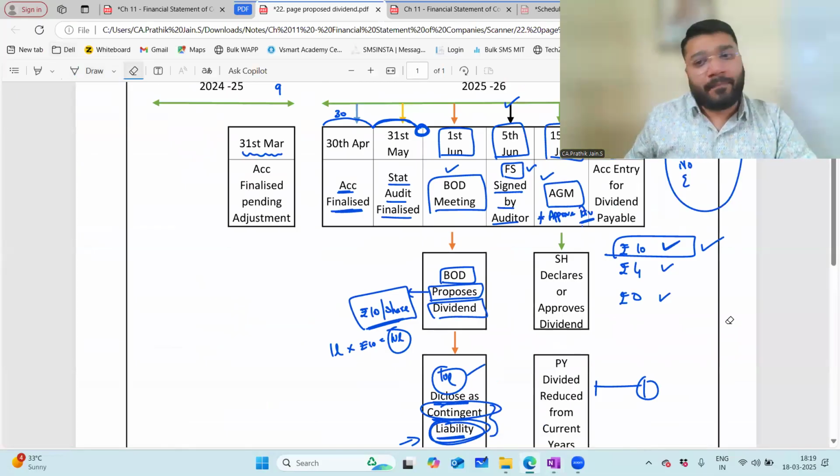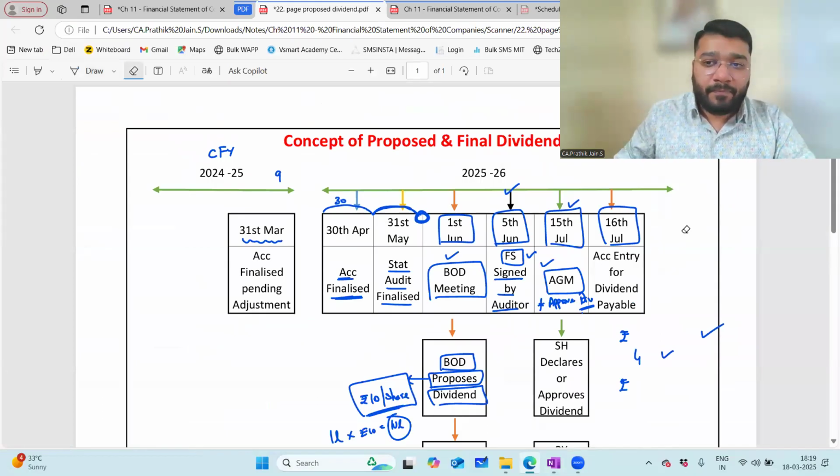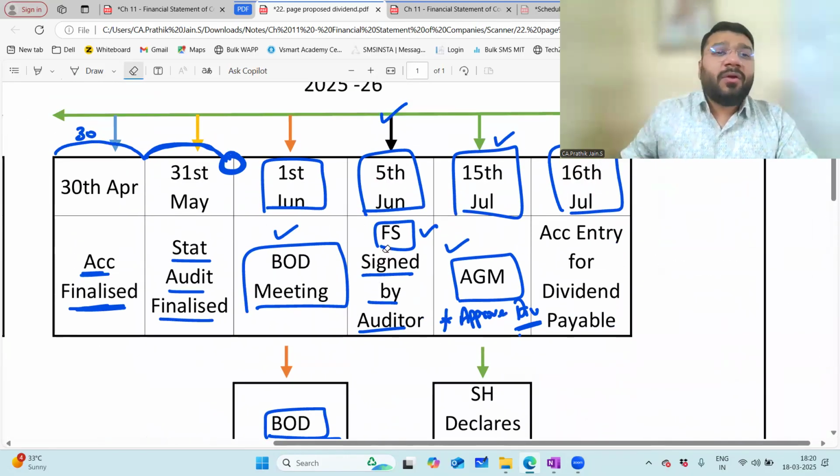Sir, in questions we always see the proposed dividend of last year must be paid this year. I'll come to that. If they say 16 July itself, then why this year? Okay, I'll answer this. Before that, you have to answer my question. On 16th of July, what entry will your accountant record?